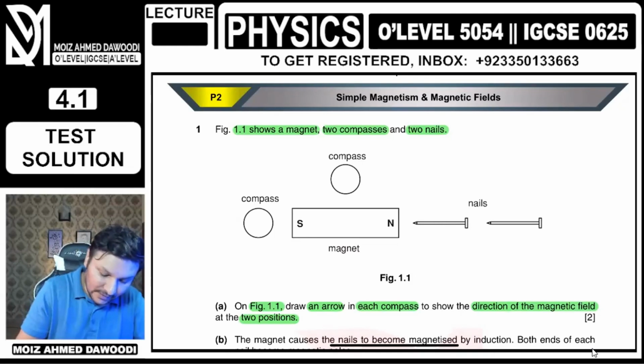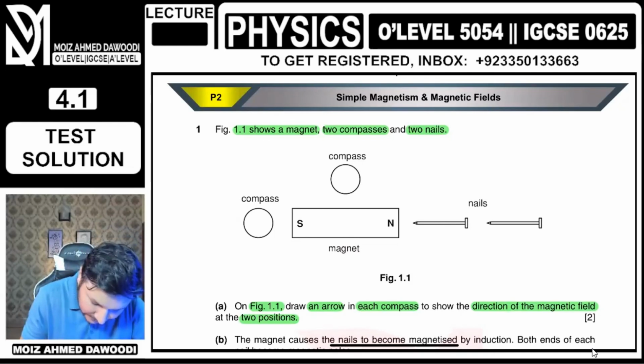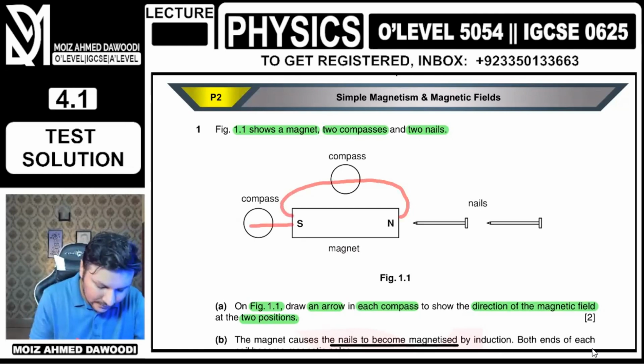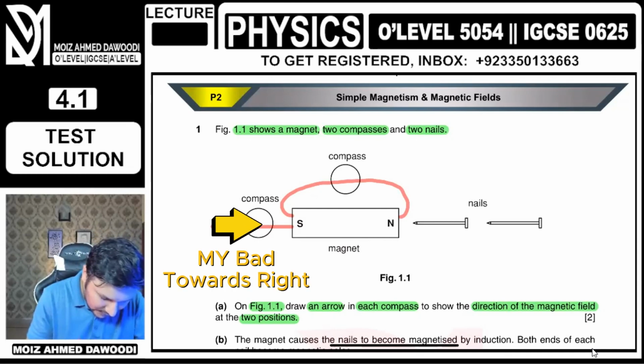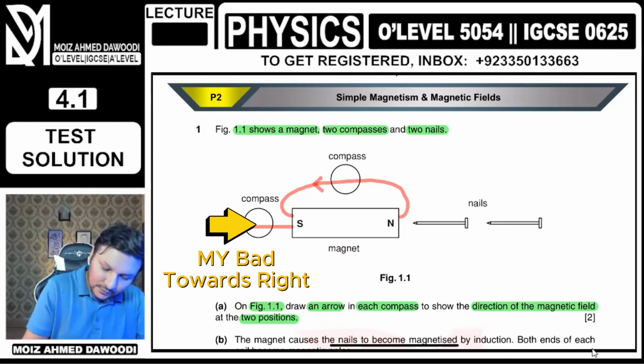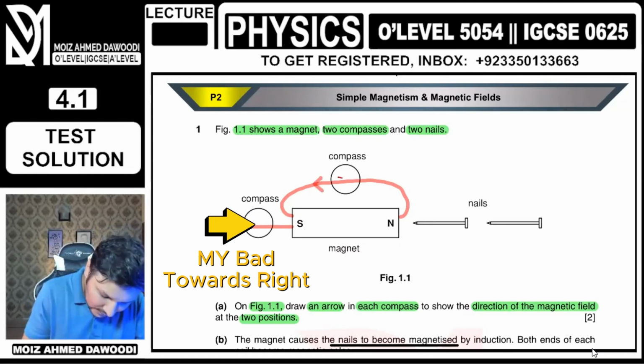So here, the magnetic pattern of the bar magnet will move from north to south. And here, straight. So the direction here is towards left, and from north to south. In that way, we should be having the answer like this.